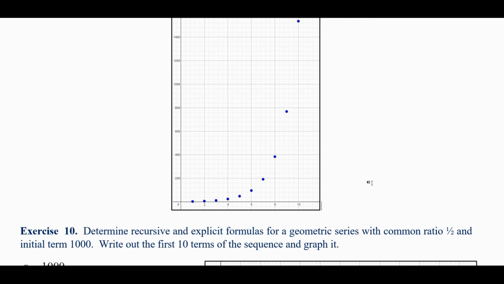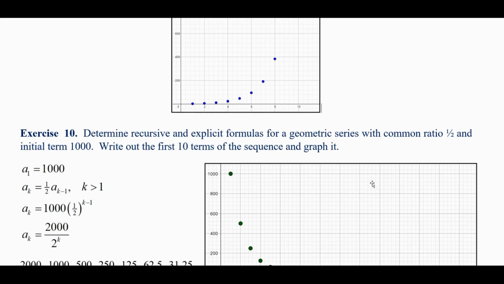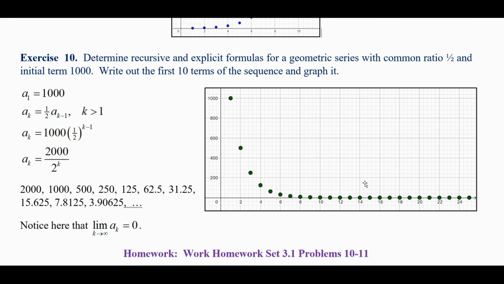Let's try another one. Determine recursive and explicit formulas for a geometric sequence with common ratio 1/2 and initial term 1,000. Write out the first 10 terms and graph it. Try it yourself. Press pause now. Well, here I used GeoGebra to graph it. I used the sequence command in GeoGebra. And it's coming down like this. This is an exponential decay function restricted to the natural numbers, so it's a geometric sequence. The first term is 1,000, and the recursion relation is a sub k equals 1/2 of a sub k minus 1 for k bigger than 1.